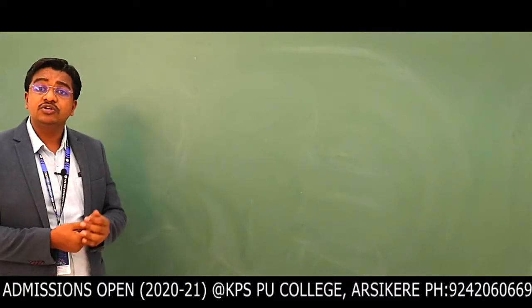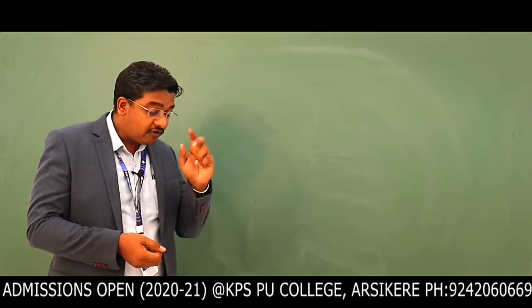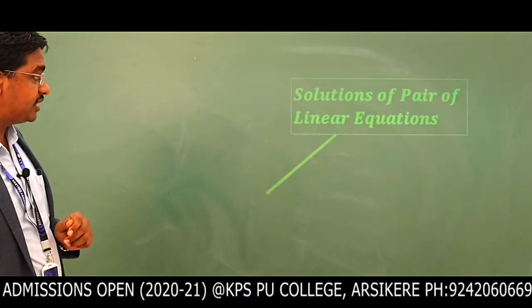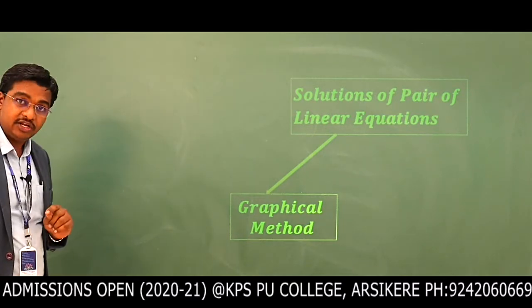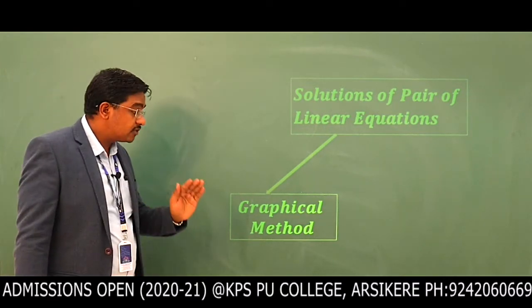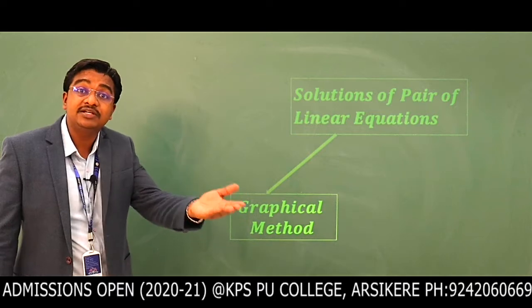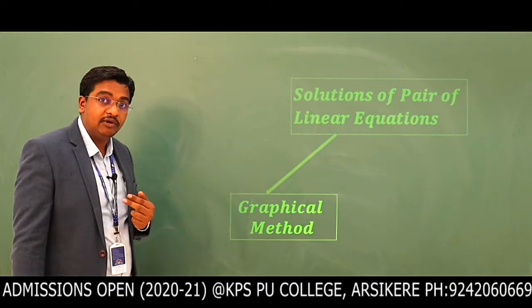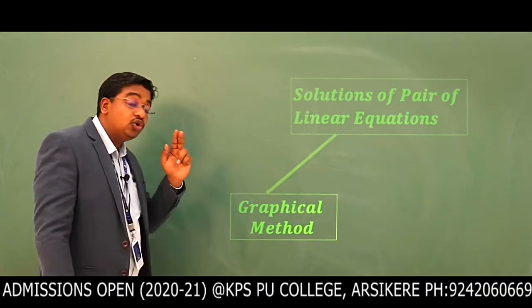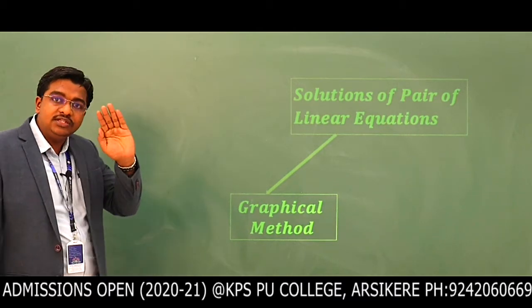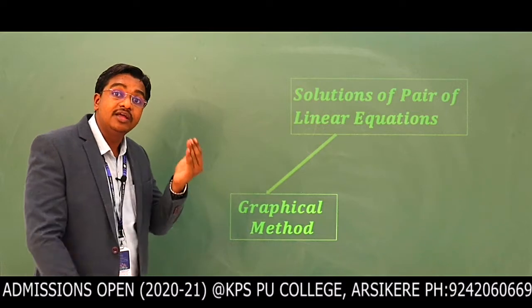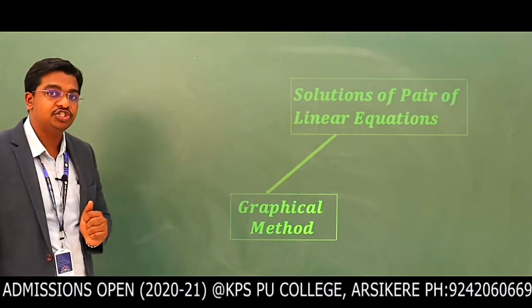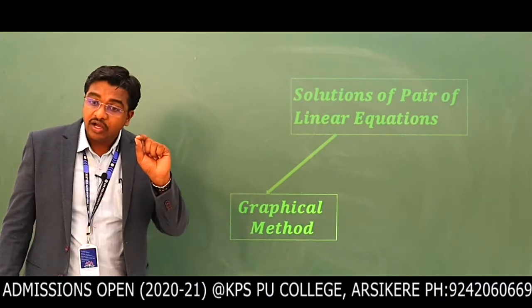How to find the solution of a given pair of linear equations? We have two methods. The first method is the graphical method. A graph represents a straight line, so when you get two equations, we get two straight lines. Using the graph, we can interpret the solution of the given pair of linear equations. So this method is called the graphical method.